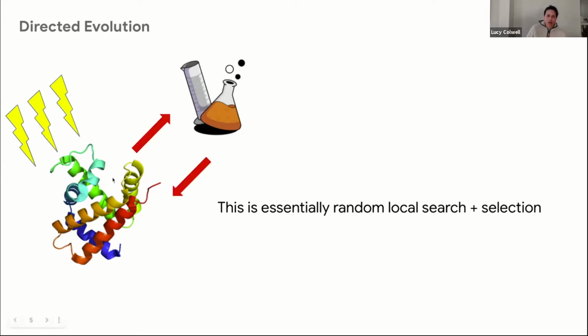So we've got to go around this loop, keeping the best sequences or best variants every time and then mutating them further in order to try and make them better. So we can think about that as being random local search and selection. It doesn't have to be random. You can direct it by making mutations at restricted numbers of sites, for example, or restricting to particular types of amino acids, but it doesn't usually involve designing exact sequences. So you're relying on the power of brute force search to get you a better function.